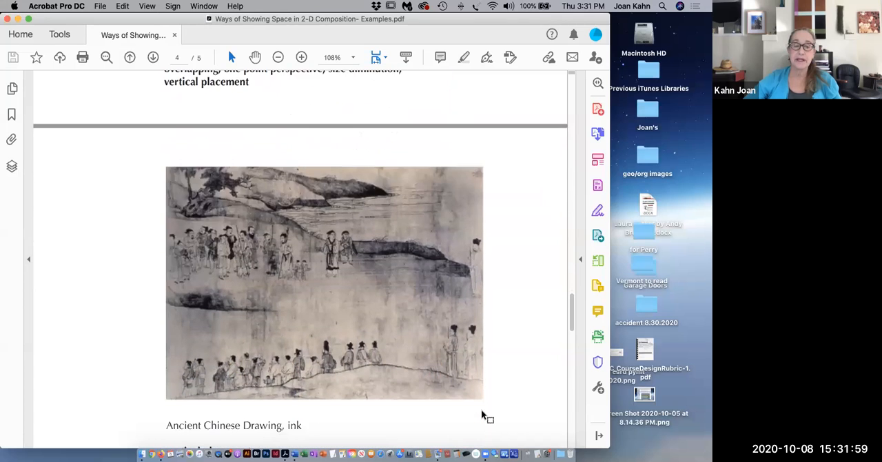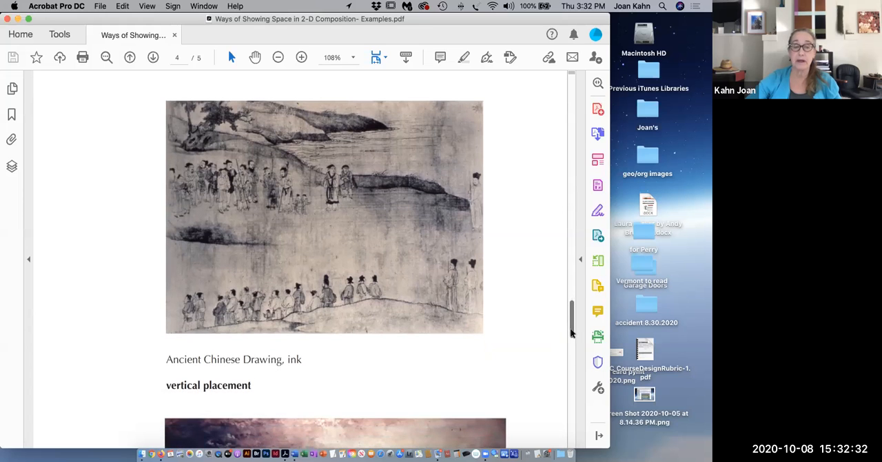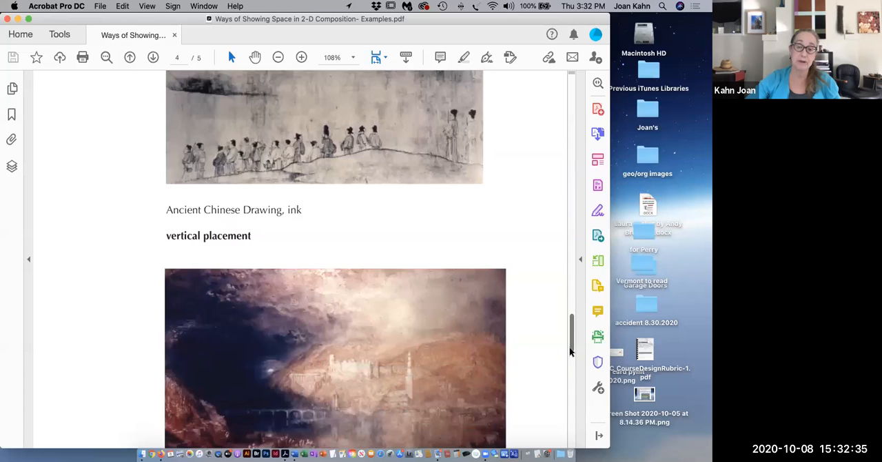An ancient Chinese painting: notice the vertical placement, and in this we also realize that the Chinese at that time were not using linear perspective. They weren't using size diminution, which goes along with linear perspective, because the figures at the top are the same size as the figures at the bottom, and the landforms also. So we were meant to read things that were placed higher on the picture plane as being further away. We still use vertical placement, but we use it in conjunction with size diminution and linear perspective.